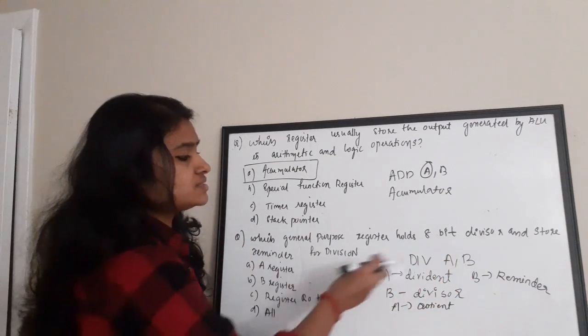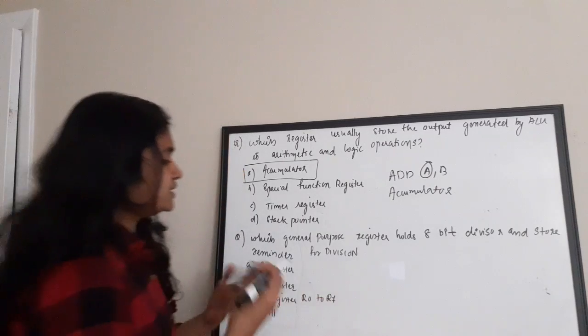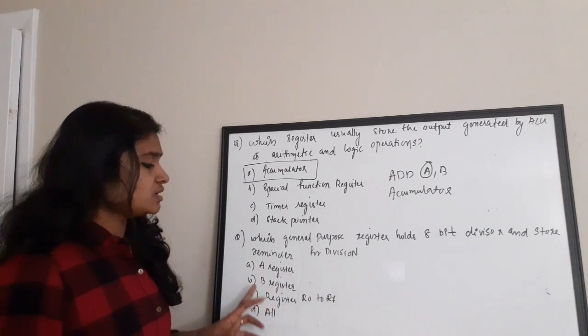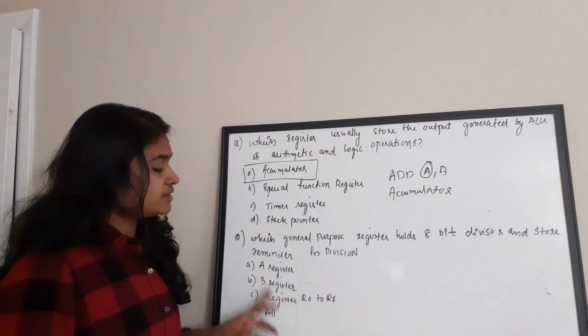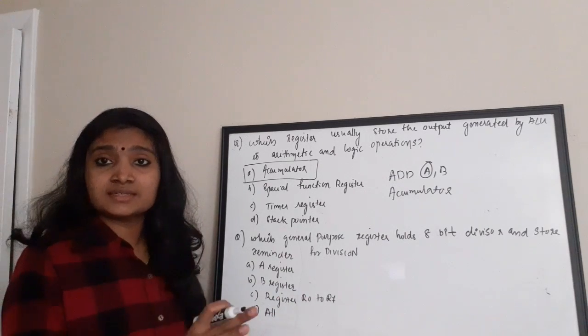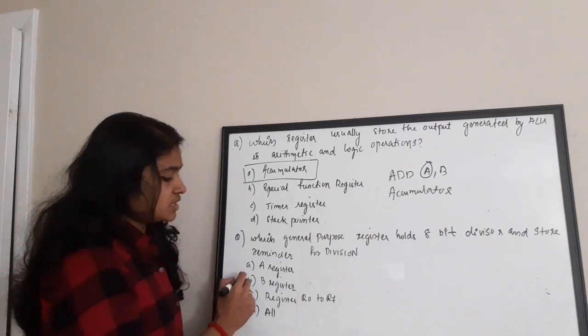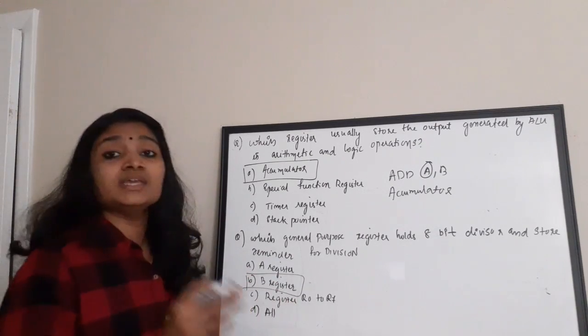Okay, so this is the case and the correct answer for this question will be what? Let us see the options. Option A, A register, then B, B register, C, registers R0 to R7, D, all. So the B register is having the divisor and after division the remainder. So the correct answer is option B, which is the B register.